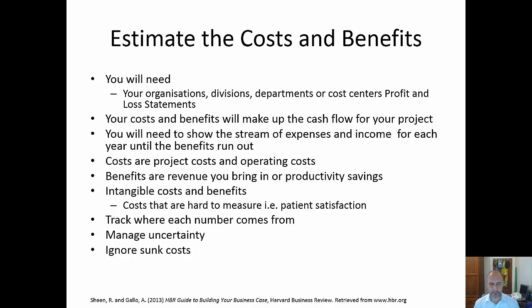Then there are intangible costs and benefits. These are the things we talk about for a patient or a staff member that may not have a measurement you can put a dollar against, things that are hard to measure, like patient satisfaction or staff satisfaction. Track each number and where it comes from, and make sure you document that. Manage any uncertainty. If there is uncertainty about how you came up with a productivity saving, list all the assumptions and make a case that your measurement of benefits is as good as it possibly can be.